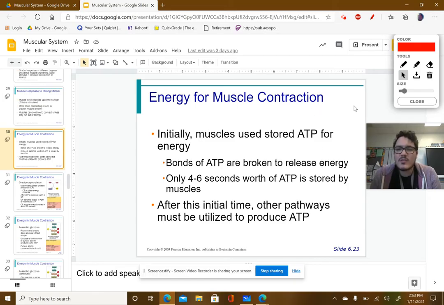Initially, muscles use stored ATP for energy. Initially, what's going to happen is you're going to use the stored ATP, any energy that's found in the muscles already. ATP, again, is the currency of your body as far as your energy currency. Think of the dollar being the currency of the American system. ATP is the currency of us, and it's necessary for energy purposes. Adenosine triphosphate, as we call it. The problem is this: there are only roughly 4 to 6 seconds worth of ATP in the muscles. Not a lot, right? After this initial time, other pathways must be utilized to produce ATP. So that's what we get to discuss today.